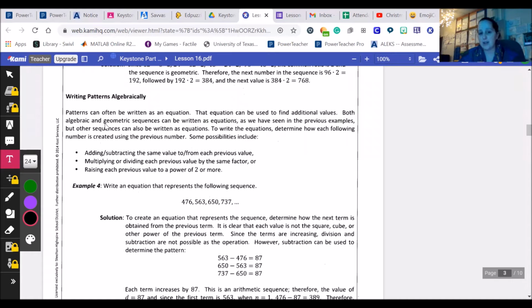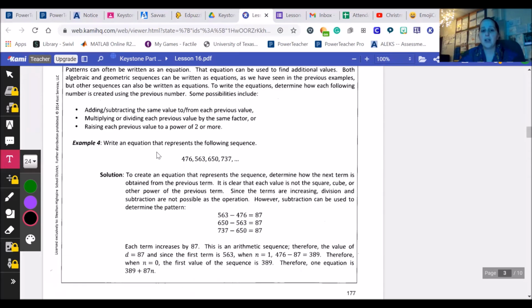Writing patterns algebraically. Patterns can often be written as an equation. That equation can be used to find additional values. Both arithmetic and geometric sequences can be written as equations, as we have seen in the previous examples, but other sequences can also be written as equations. To write the equations, determine how each following number is created using the previous number. Some possibilities include adding or subtracting the same value to or from each previous value, multiplying or dividing each previous value by the same factor, or raising each previous value to a power of 2 or more.